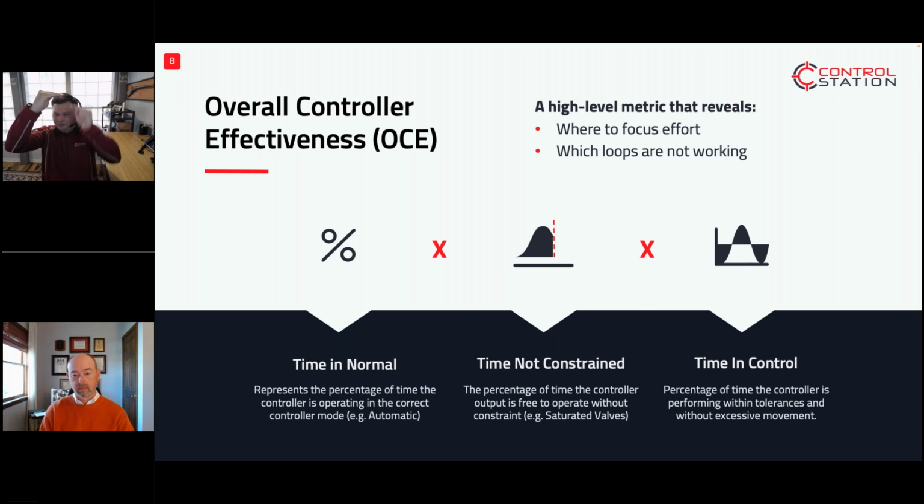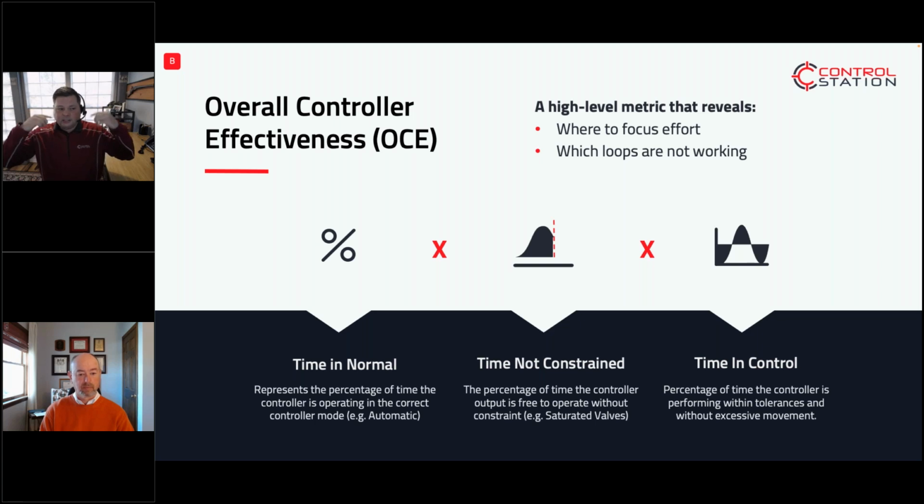It's just bouncing between 45 and 50%. That's a limit, right? The controller's not free to operate. And so let's think about the time the controller is free to move, right? And then let's think about quality, right? How do we measure quality of a control loop? How well is it operating within a band, right?